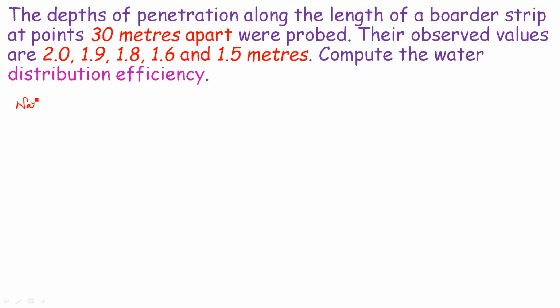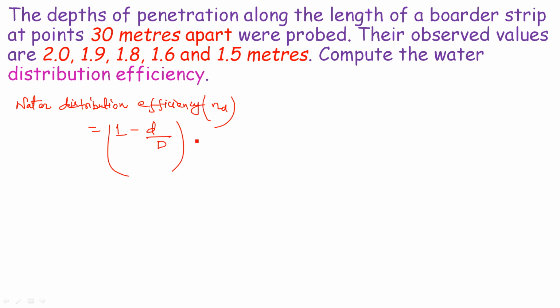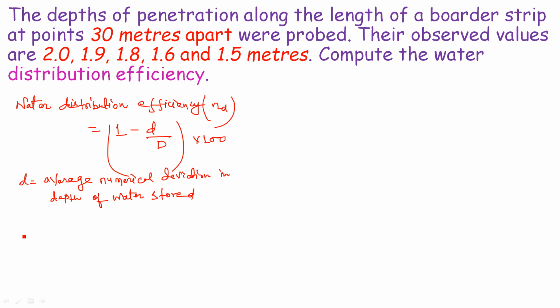So water distribution efficiency, which is designated as eta d, is equal to 1 minus small d by capital D into 100, where small d is the average numerical deviation in depth of water stored, and capital D is the average depth of water stored in the root zone.